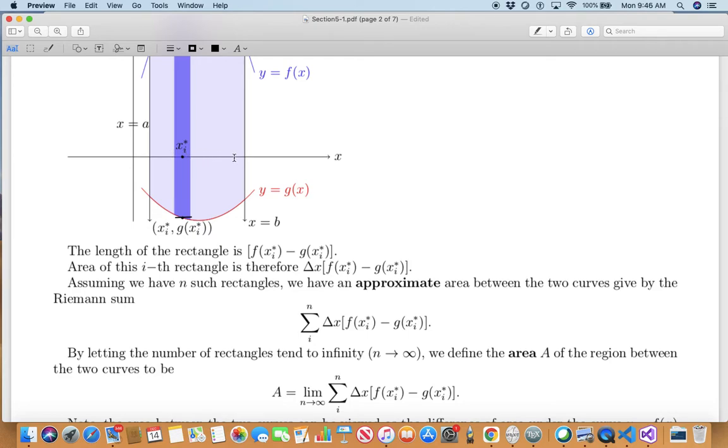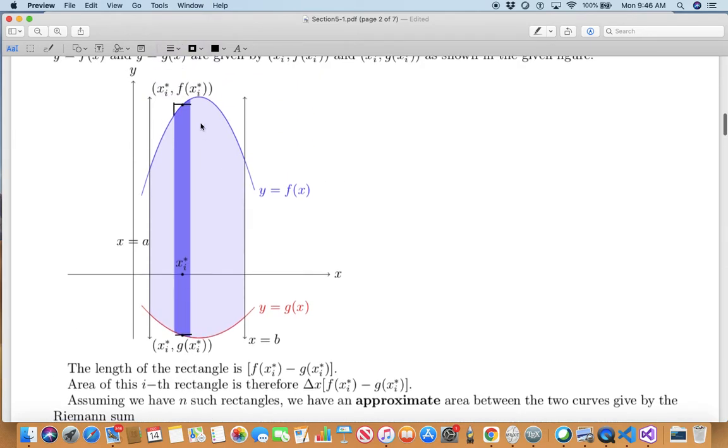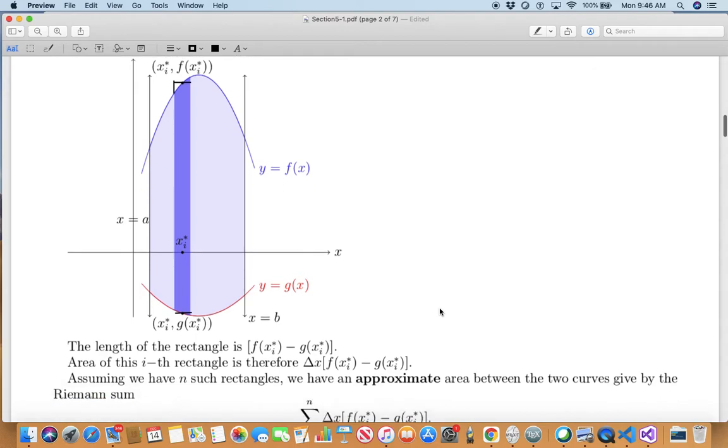You will have many rectangles. For each rectangle, take a sample point, find the height for it on f, the height for it on g, and find the difference. That will be the height of the rectangle. Delta x is the width of each rectangle.